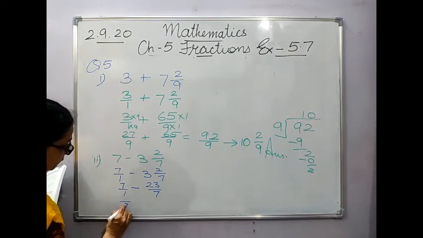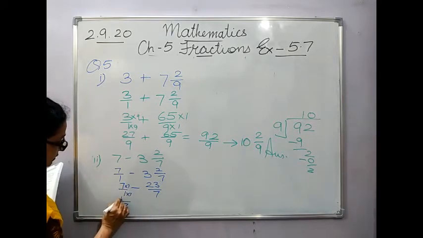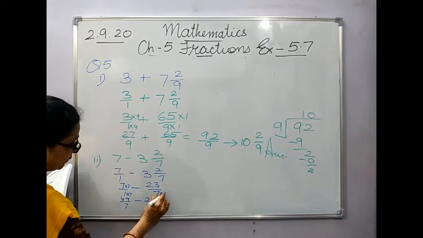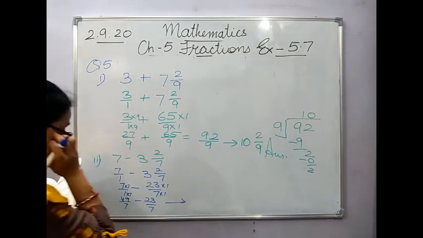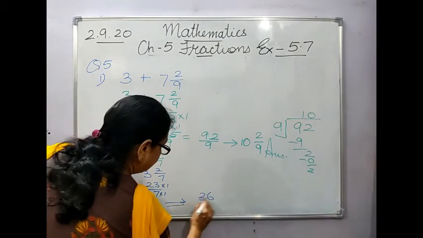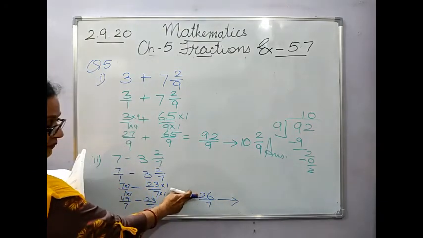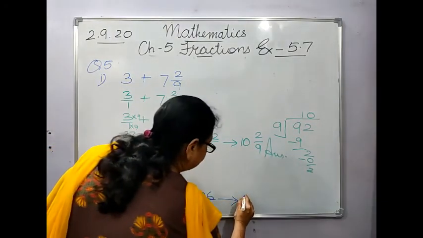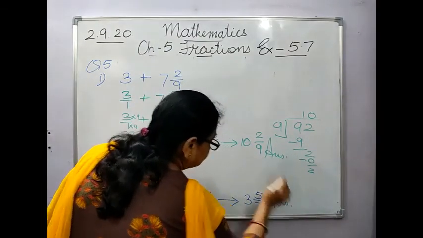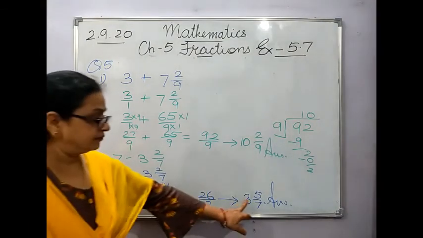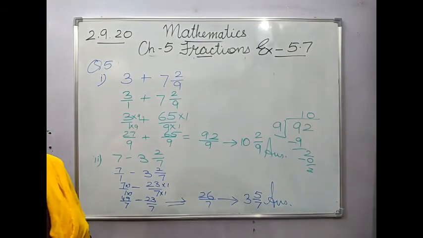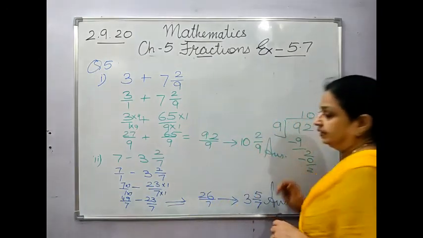LCM will be 7 only. 7 7s are 49, minus 23, the other will be same only. So now subtracting, 49 minus 23 is 26 upon 7. The final answer, you will divide because the numerator is greater than the denominator. 7 3s are 21 and 5 upon 7 is your final answer. 3 whole number 5 upon 7 is your final answer. Clear? Just have a look over here and try to understand it.